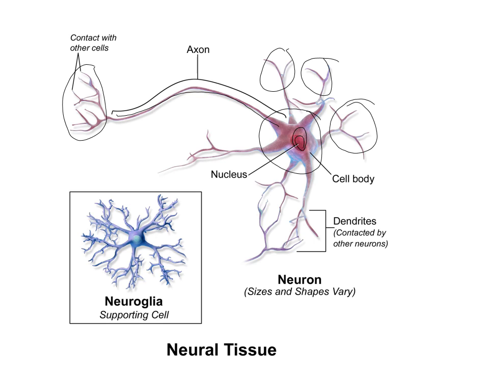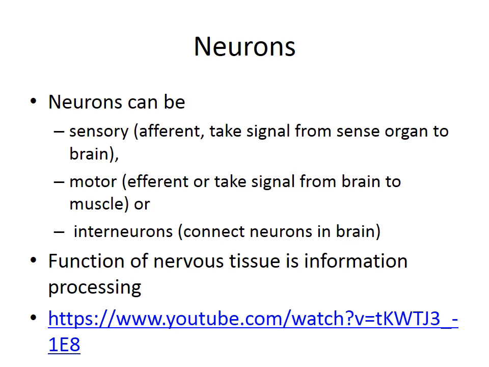A neuroglia looks similar to a neuron, except as you notice, it does not have a foot or one extra long axon. That is because their function is to support and to nourish the neuron itself, because the neuron is very important. The neuroglia, not so important. It's got a secondary role. It's supposed to just support the main guy, which is the neuron itself.